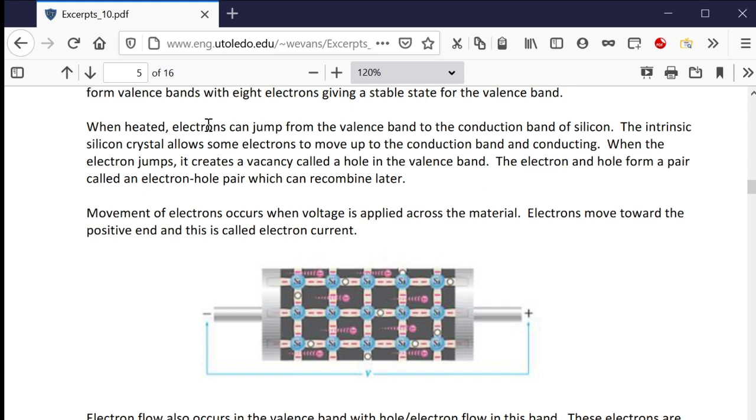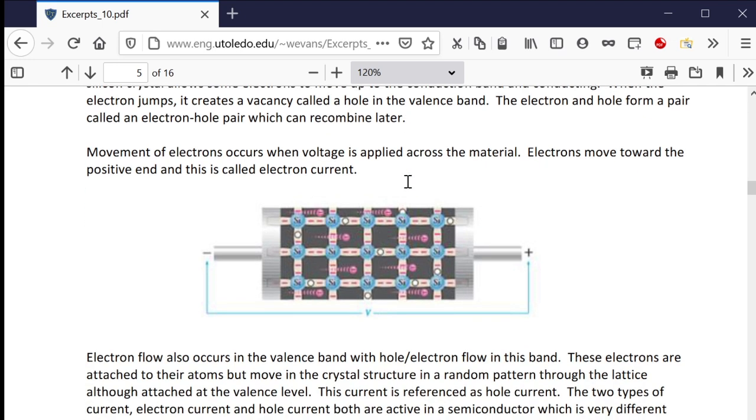The intrinsic silicon crystal allows some electrons to move up to the conduction band and conduct. When the electrons jump, it creates a vacancy called a hole in the valence band. The electron and hole form a pair called an electron-hole pair, which can recombine later.